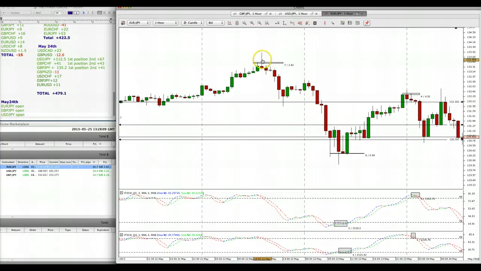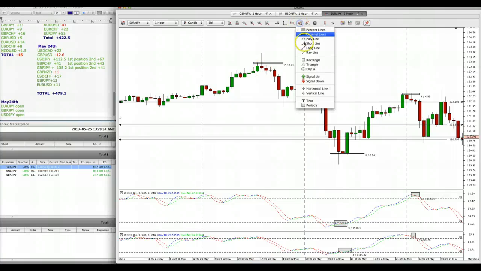This here was around the London close. Going into the New York session, we have 1, 2, 3, 4 green candles followed by a color change candle. This is a lot easier of a trade. And this color change candle happened to be not only a false break, but a pin bar larger than the previous candle. So this qualifies.